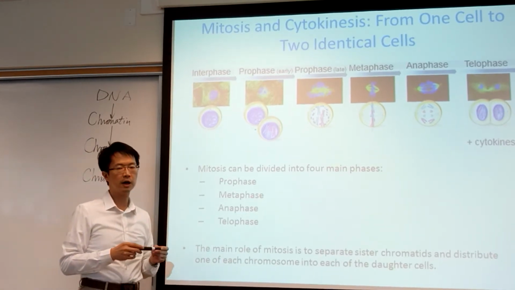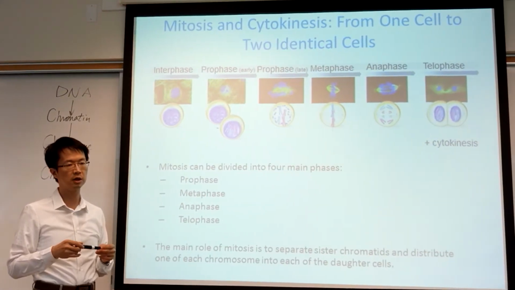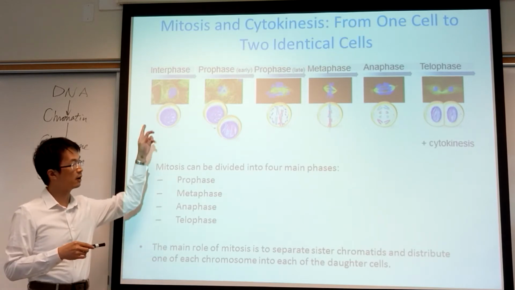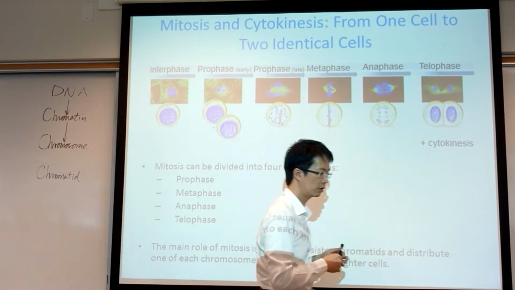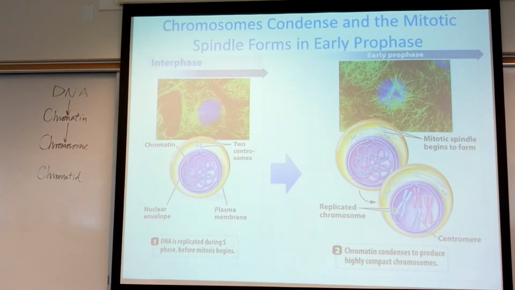And in Bio 3B lab, you will have a chance to look at an animal cell and also a plant cell: an animal cell from a fish, I believe, and the plant cell from onion root tip, to identify different phases. It is important for you to know how to identify each phase.